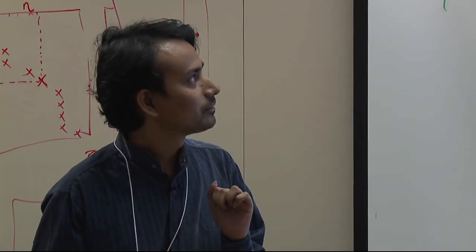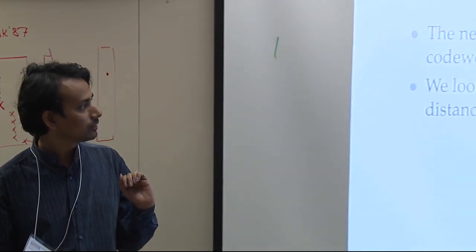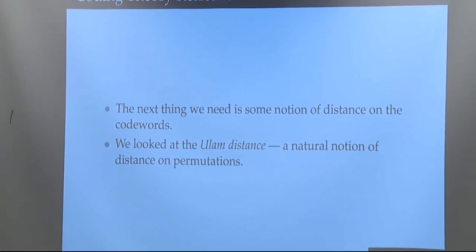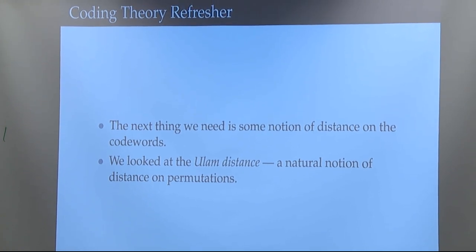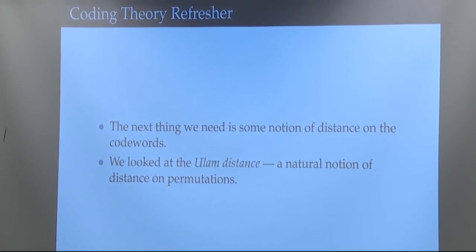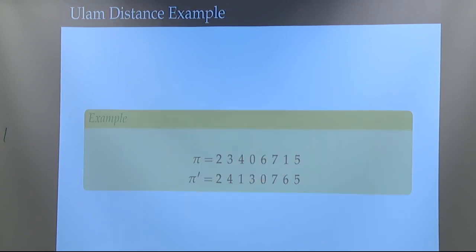Okay, thanks. Yeah. So as I was saying, we know what codes are. The next thing we need is some notion of distance on code words. And in our work, we looked at the Ulam distance, which is a natural notion of distance if you're working with permutations. So what is the Ulam distance between two permutations? The Ulam distance between two permutations pi and pi prime is the minimum number of symbol relocations required to transform pi into pi prime. So let's look at an example.